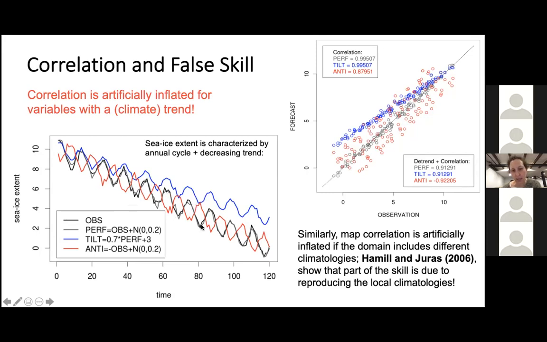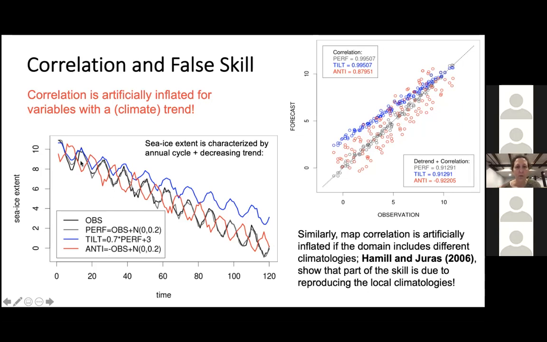This is actually a made-up example. These are not real data, just to illustrate this concept. So this, say, symbolizes a variable that has an annual cycle and is decreasing. For example, this could be the sea ice extent in the Arctic, okay? So you have that increase and decrease with the season, and has an overall decreasing trend. The difference between the gray and the black curve is just a little bit of noise.